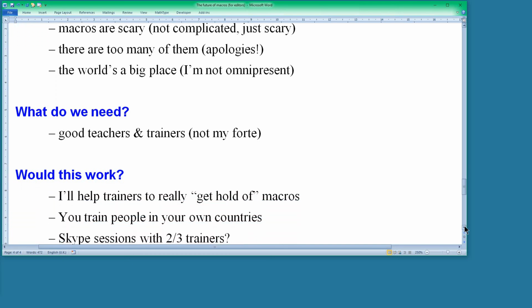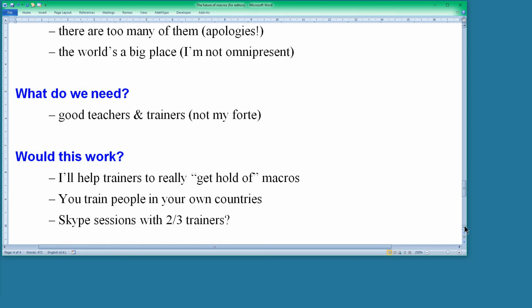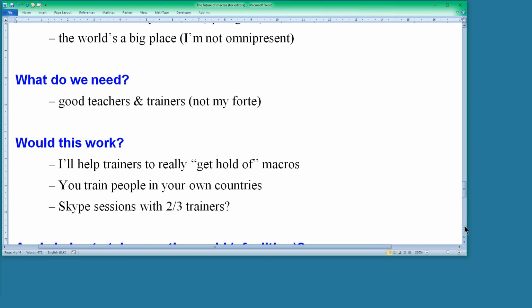So how might this work? Well, the idea I've got is that I could possibly help trainers to really get hold of macros, to really understand how they work, and get themselves going effectively and efficiently with macros, and then those trainers could train people in their own countries. I could perhaps do Skype sessions with 2 or 3 trainers who could get together in one country somewhere, and I can help you, and you can then build up courses and whatever you want using those macros.